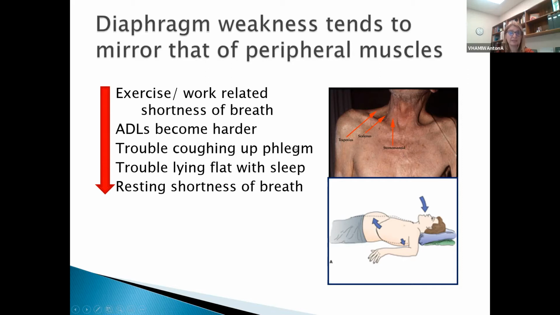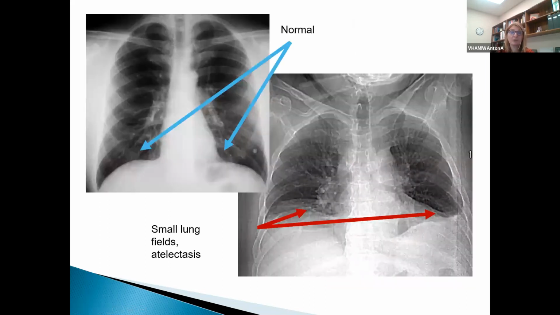And then as the disease becomes more advanced, patients will have problems lying flat in bed at night, and ultimately they may develop shortness of breath even at rest. And if we were to do an X-ray, those are some clues where we see the muscles are getting weaker.